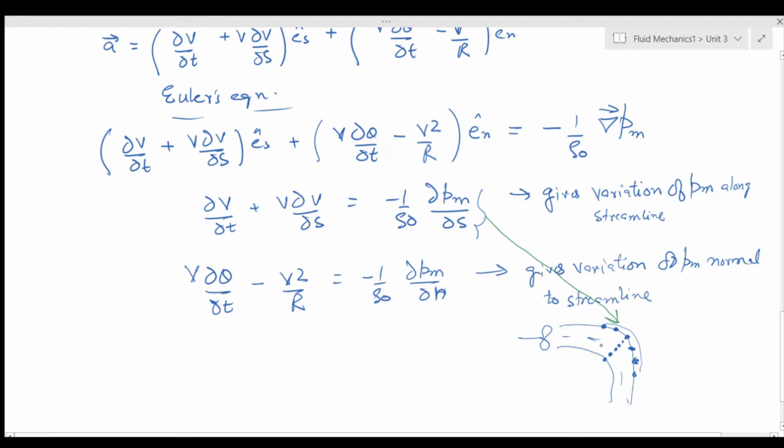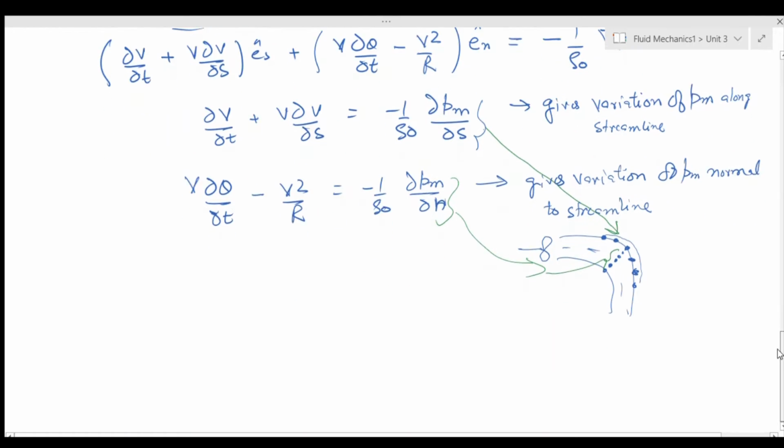And the variation which you would get along the radial direction is based on the component of Euler's equation normal to the streamline. So that complete experiment is based on Euler's equation. Now let us see what further conclusions we can make. Certain remarks.